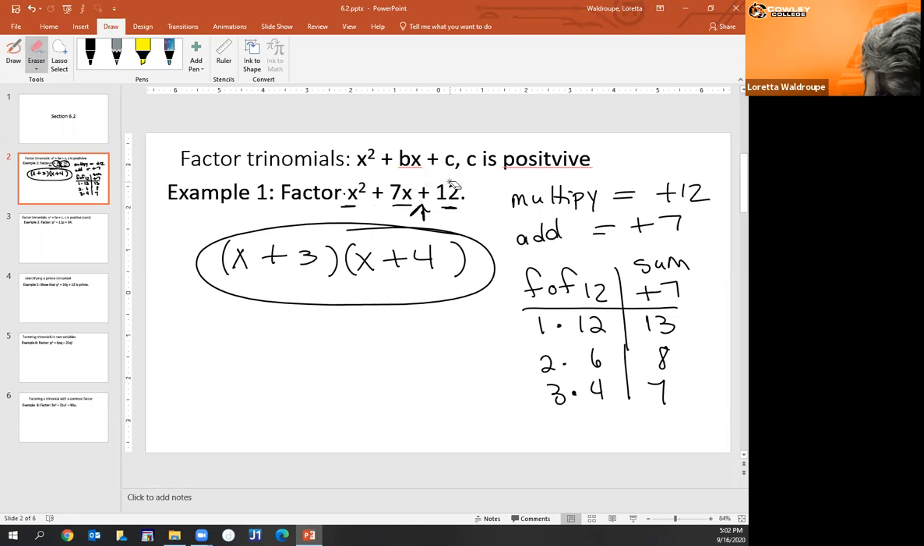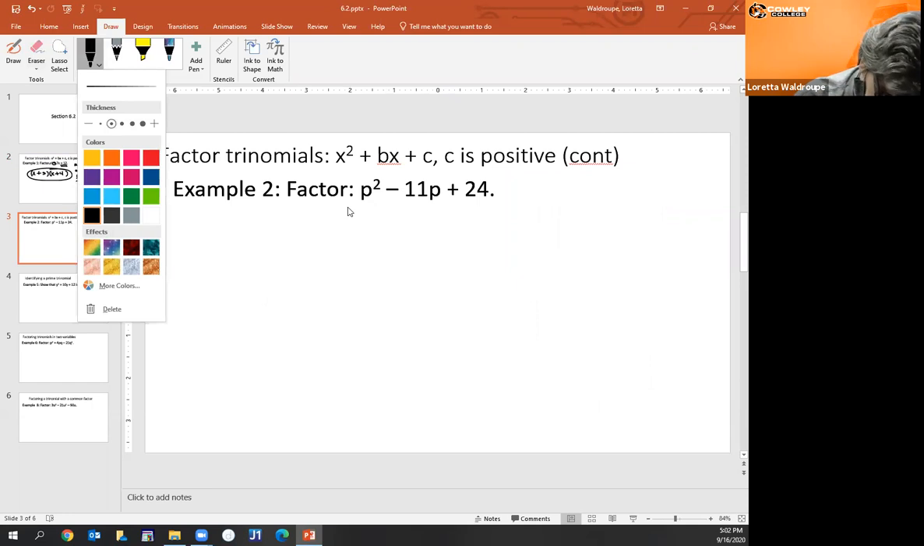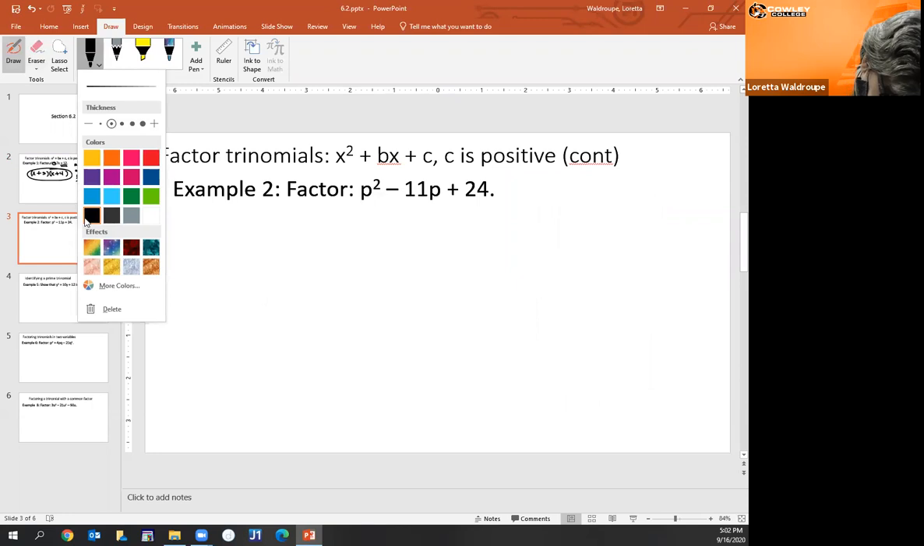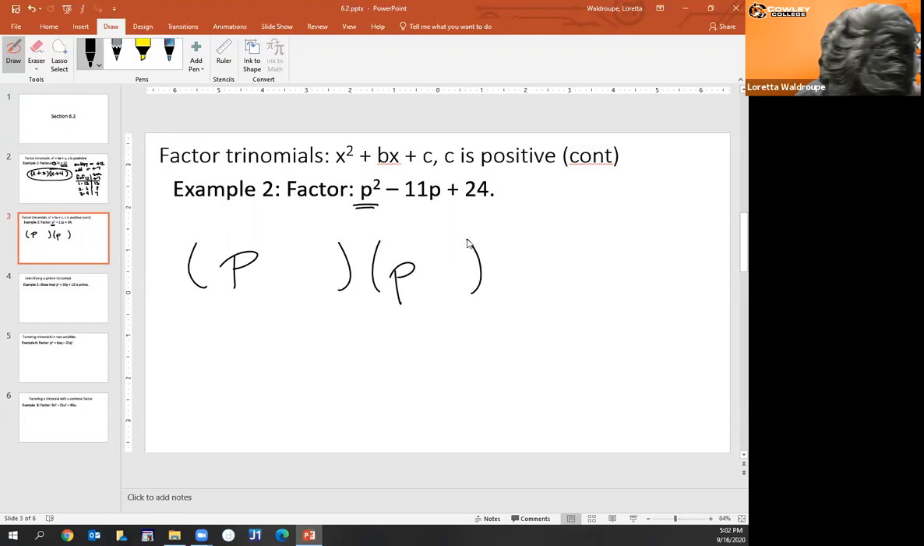Anytime this last term here is positive, both parentheses will carry this sign, whatever it is. Let's look at another one. Okay, I have an understood 1 in front of my p squared, so I can go directly to my parentheses. And I know it's p and p.